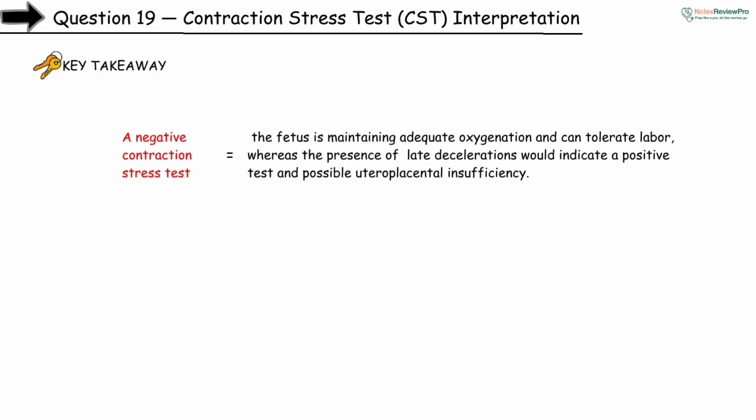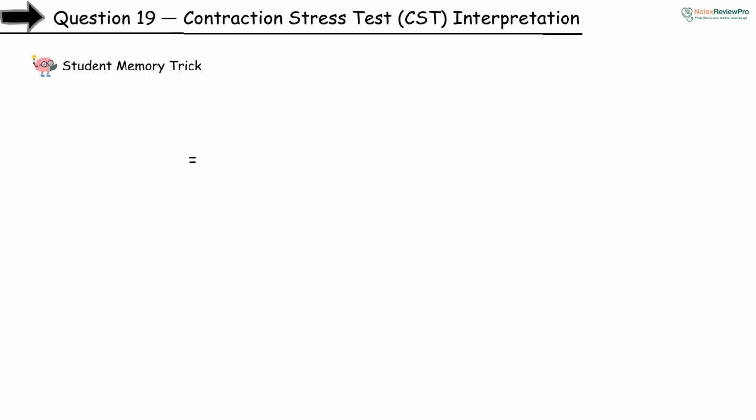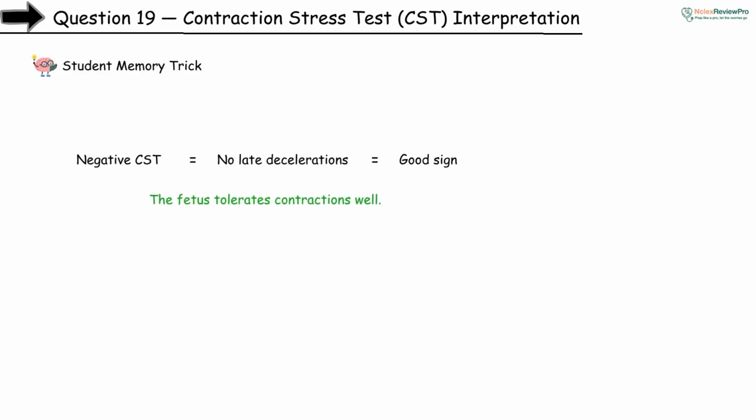So the key takeaway here is this. A negative contraction stress test means there are no late decelerations during contractions, indicating that the fetus is maintaining adequate oxygenation and can tolerate labor, whereas the presence of late decelerations would indicate a positive test and possible uteroplacental insufficiency. And here's a simple memory tip. Negative CST means no late decelerations, which is a good sign. Now let's move forward and build on this as we continue with fetal monitoring concepts.